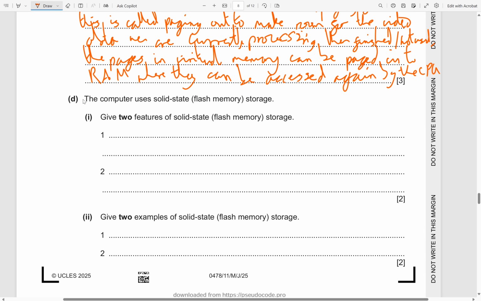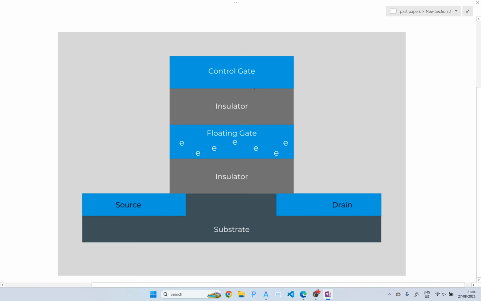The computer uses solid state or flash memory storage. Give 2 features of solid state flash memory. Okay, so let's try to explain how these solid state or flash memory devices work. What we're going to have down here, honestly it doesn't really matter what this is, here they call it substrate. Basically it's just like metal.